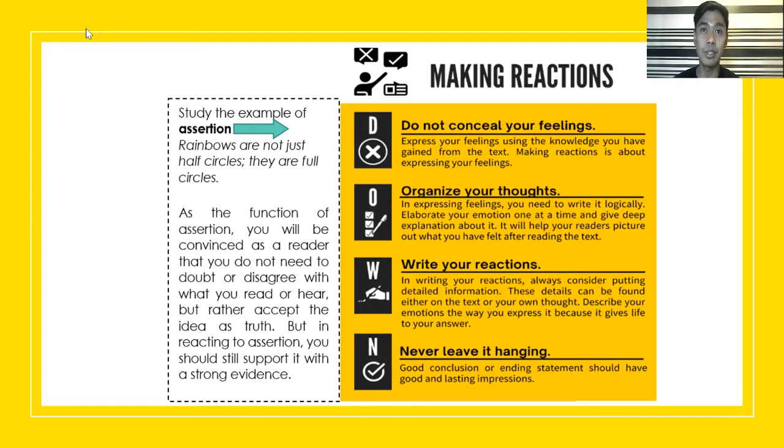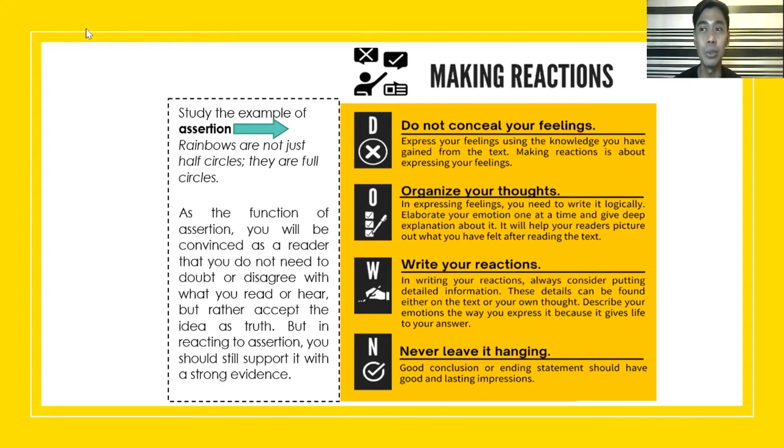In making reactions, let's start with letter D. Do not conceal your feelings. Express your feelings using the knowledge you have gained from the text. Making reactions is about expressing your feelings. Next is letter O. Organize your thoughts. In expressing feelings, you need to write it logically. Elaborate your emotion one at a time and give deep explanation about it. It will help your readers picture out what you have felt after reading the text.